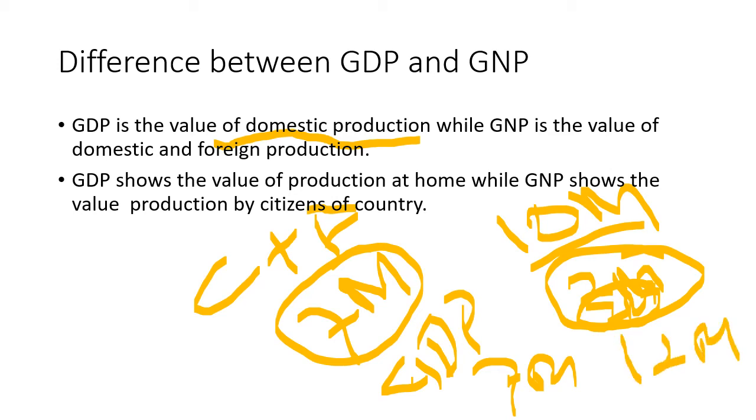Since the citizens of this country have produced 12 million rupees, they have produced 2 million within the country and 10 million outside. And 5 million was produced by the foreign companies. That will not be included in GNP, that will be included in GDP. The 10 million rupees produced by the citizens of the country outside the geographical boundaries will be included in GNP. The total GNP will be 12 million.